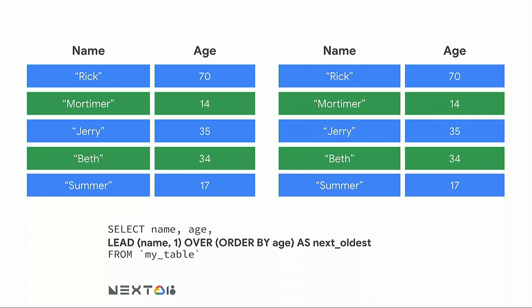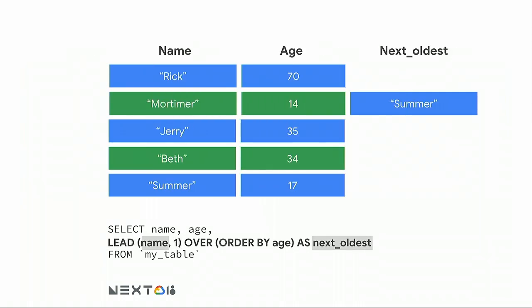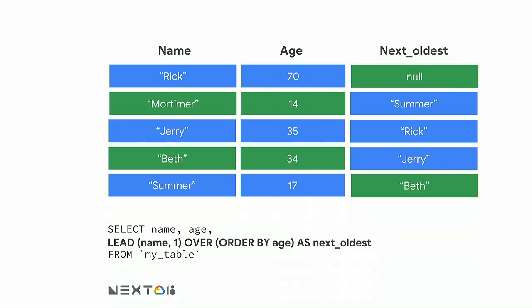So in memory, BigQuery creates this other table where it's ordered by age. And then you can see that as we look at Mortimer, the next oldest person in this list is Summer. So that's going to be the answer to our question: what's the next one looking ahead in the database? And then we assign that, and we can create a whole new column here as next oldest.